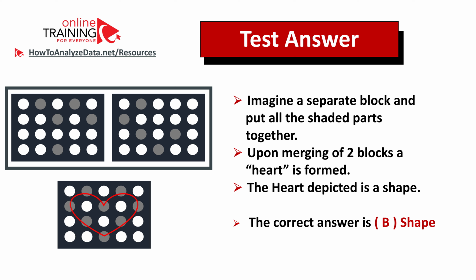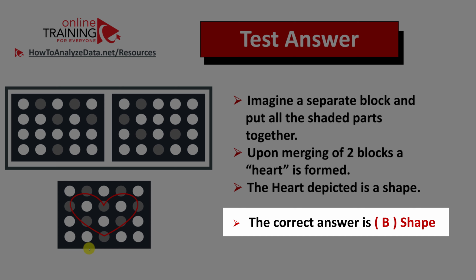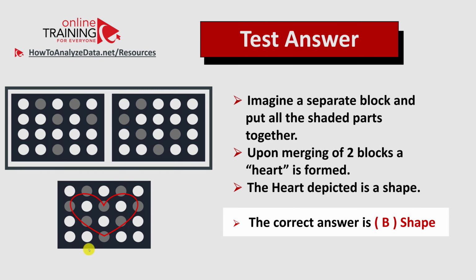The best way to solve these types of questions is to imagine a new block and understand what is formed when all the shaded circles are merged together from the 2 original blocks. And upon merging, you will see that a heart is formed, which is represented here in the 3rd block. And a heart is a shape, so the correct answer here is choice B, shape. Hopefully you've nailed this question and now know how to answer similar problems on the test.